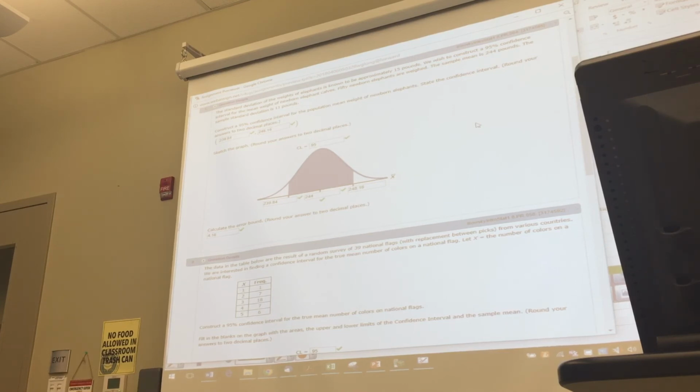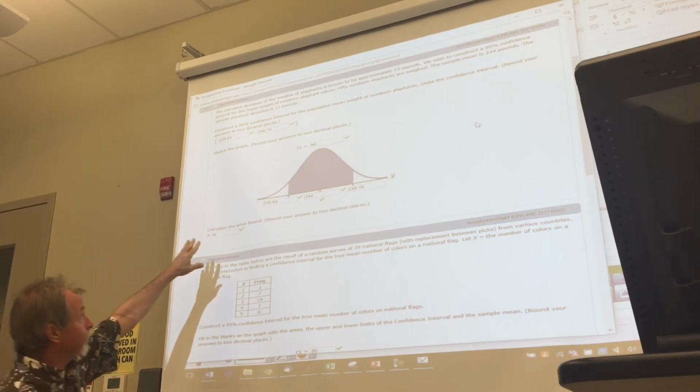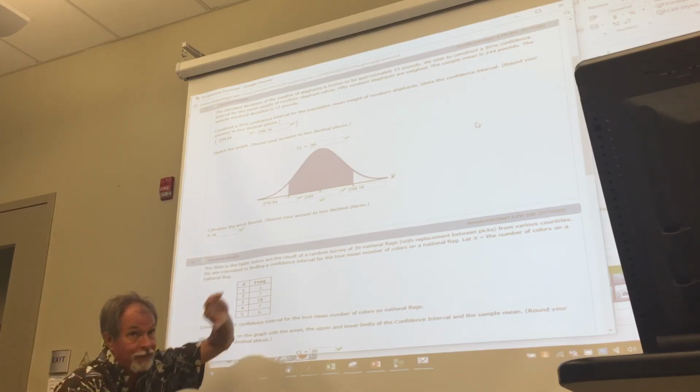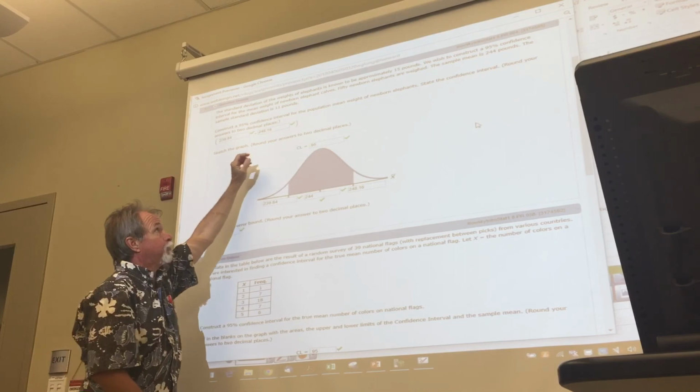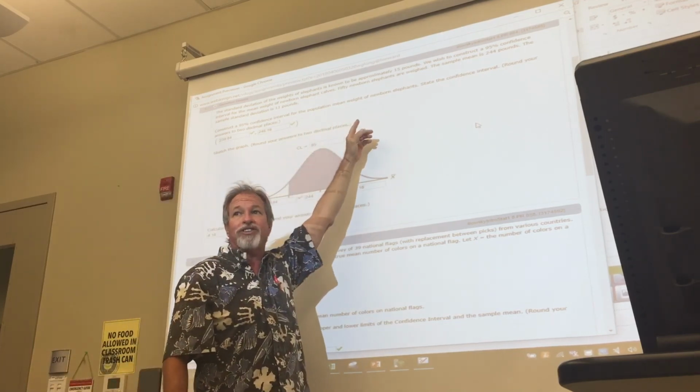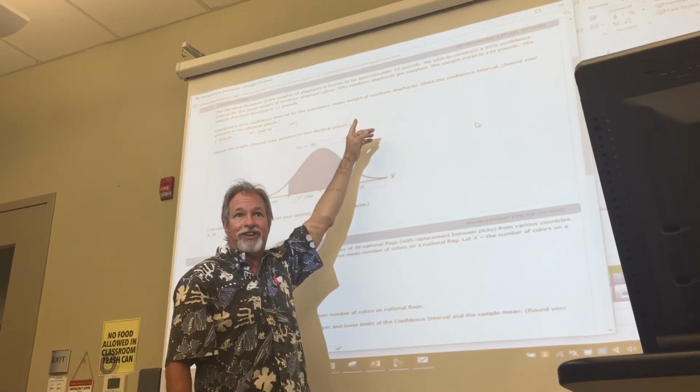The questions that you do on the homework are very similar to this, except in a lot of cases, when you start doing these problems, they're going to mark it out in steps. They're going to give you this question, but they're not going to give you this picture. The first question they'll say is, what is the standard deviation of the population?